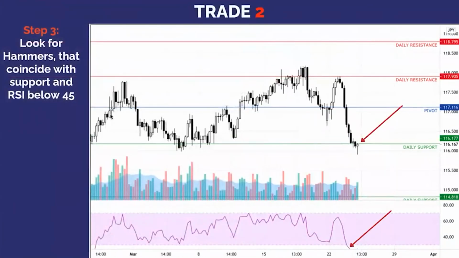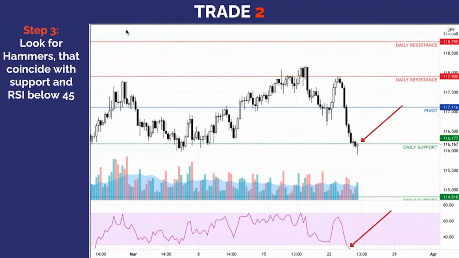Now we're looking for hammers at low RSI. So there's a good hammer. As you can see there, a nice lower wick forming just around the daily support. It's very hard to see, but there is an upper wick there. Some brilliant bullish volume is coming in with it as well, and it's low RSI. So for me, again, it ticks all the boxes.